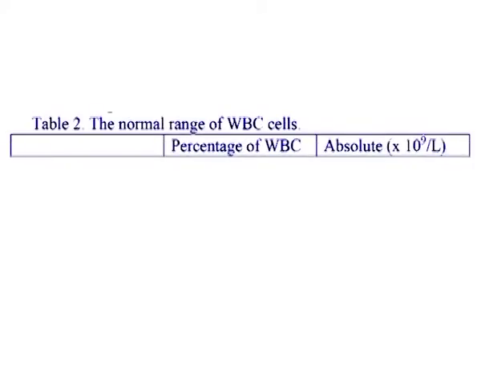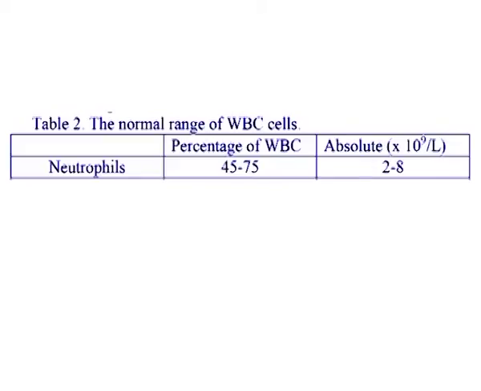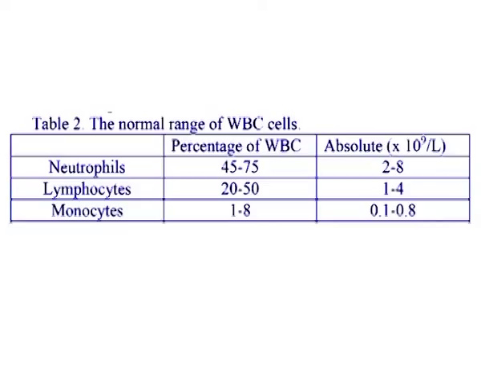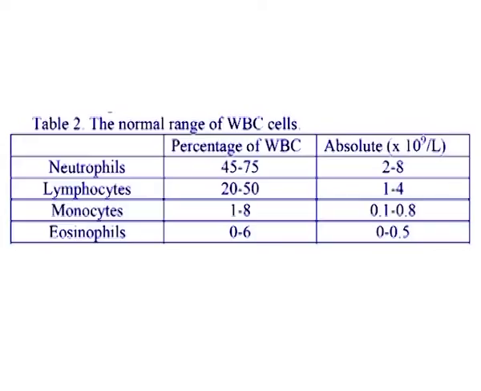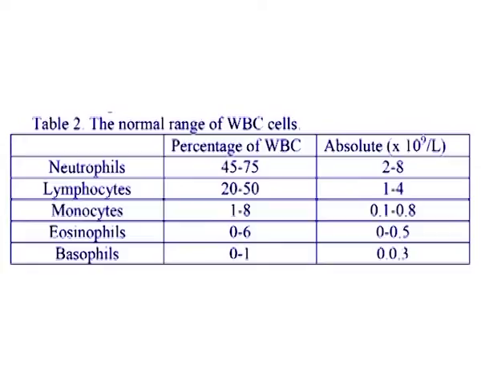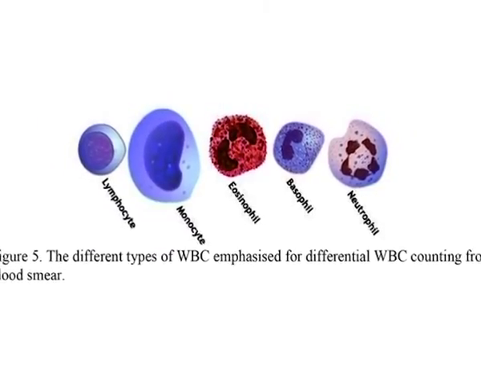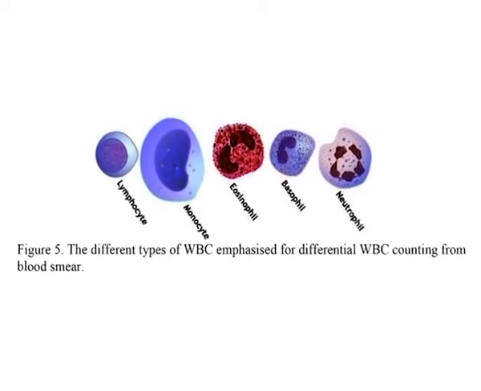Percentage of WBC, absolute in billion per liter. Neutrophils 45 to 75, 2 to 8. Lymphocyte 20 to 50, 1 to 4. Monocyte 1 to 8, 0.1 to 0.8. Eosinophil 0 to 6, 0 to 0.5. Basophils 0 to 1, 0 to 0.3. Figure 5. Different types of WBC emphasized for differential WBC counting from the blood smear.